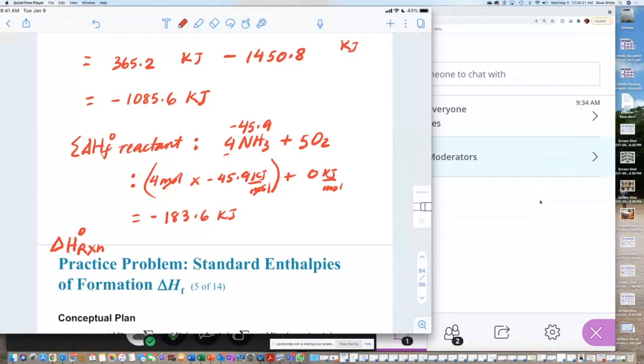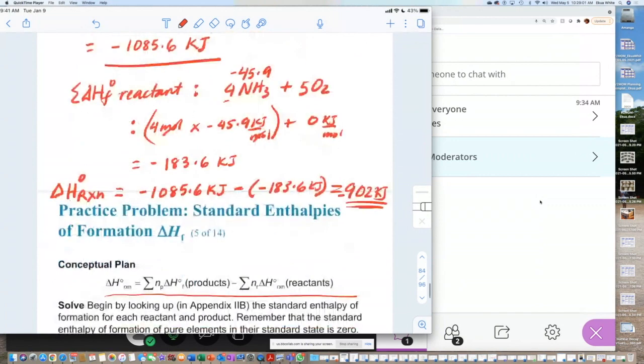Okay, delta H of the reaction is gonna be, this is the product, right? So negative 1085.6 kilojoules minus the reactants, negative 183.6 kilojoules. And so we end up with, let's see, negative 1085.6. Oh, this becomes plus, right? Plus 183.6. Okay, we end up with negative 902 kilojoules.